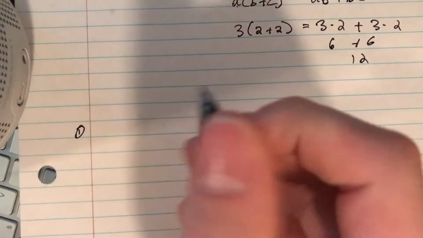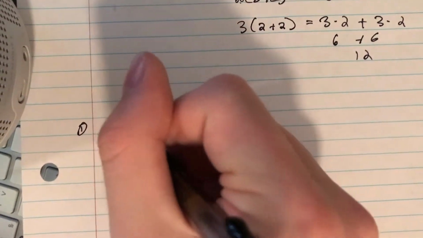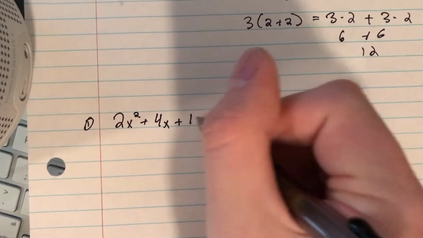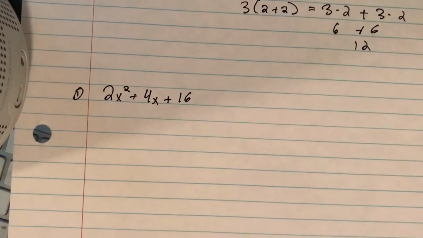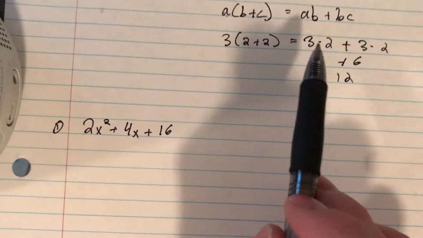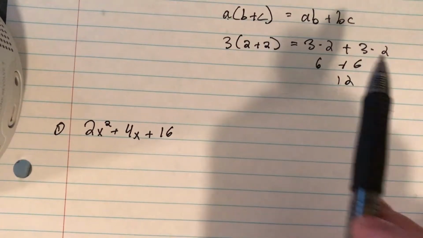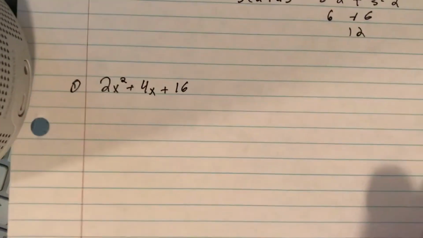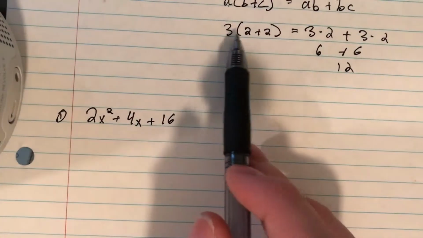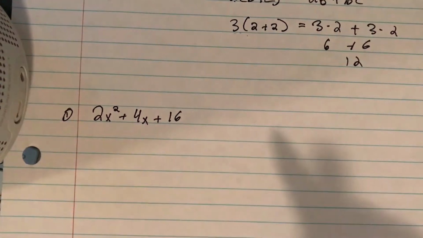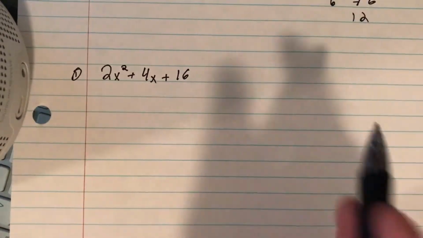But with factoring, we're doing the opposite. Let's say we have this problem, 2x squared plus 4x plus 16, which is this little expression right here. And this has already been distributed. It's already in the form of 3 times something plus 3 times something, two numbers multiplied plus another two numbers that are multiplied. What we want to do is get it back to this form of having something that you can multiply to each of them and get to where we are already.